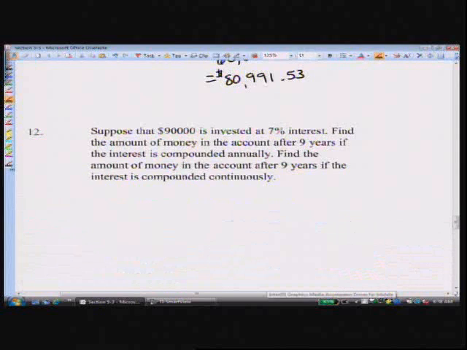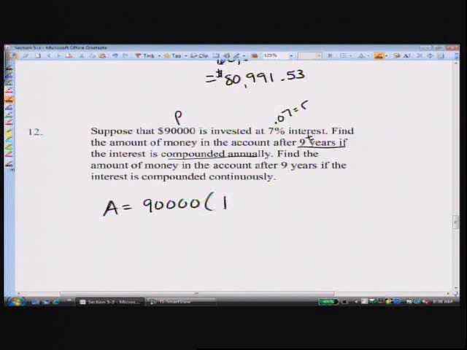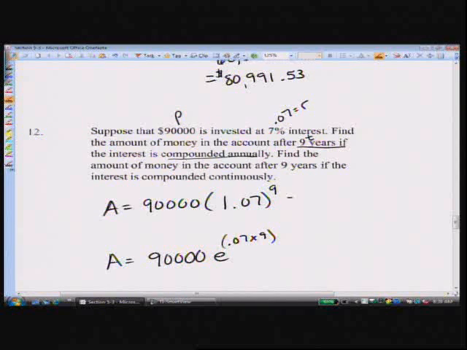It says, suppose that $90,000, that's your P, is invested at an interest of 7%. Immediately think 0.07, that's your R. Find the amount of money after 9 years, that's your T, if the interest is compounded annually, and then compounded continuously. So this is pretty much the same question. A equals 90,000 times 1.07, because it's annually, to the 9, versus A equals 90,000 e to the 0.07 times 9. Okay, so I want the audience to give me these two answers, please.